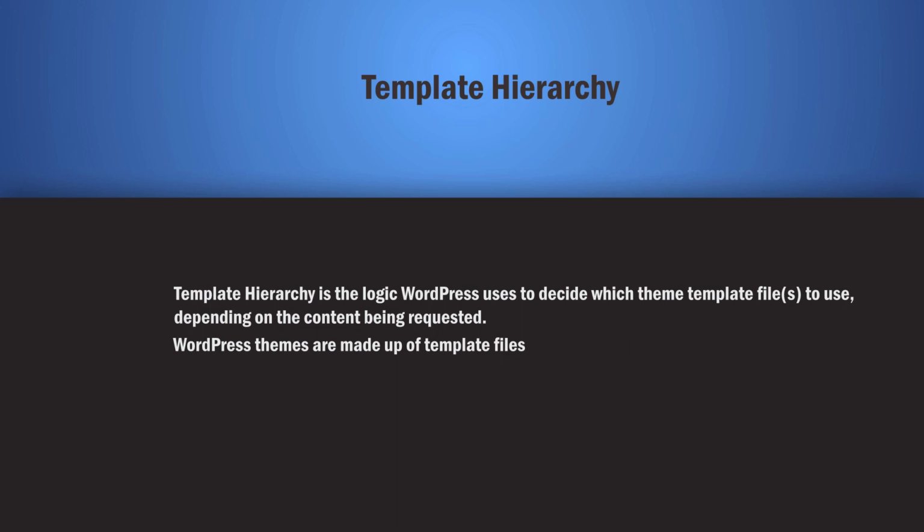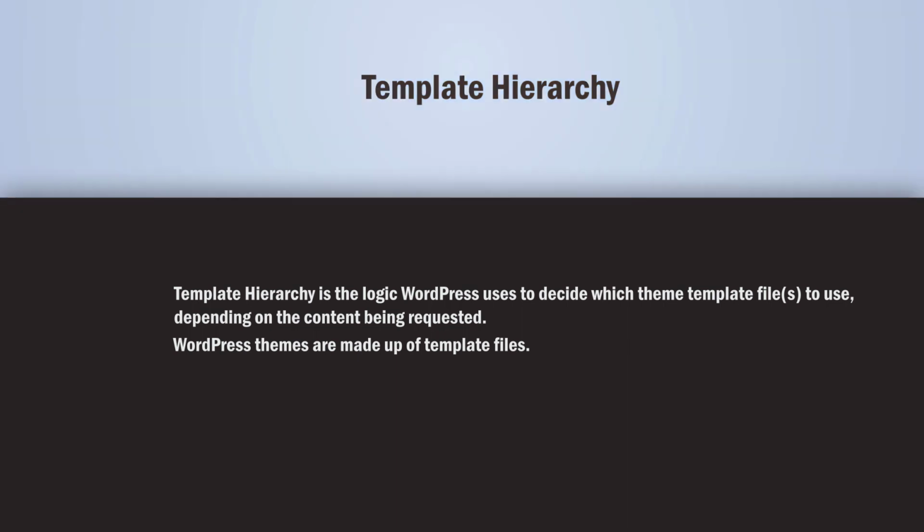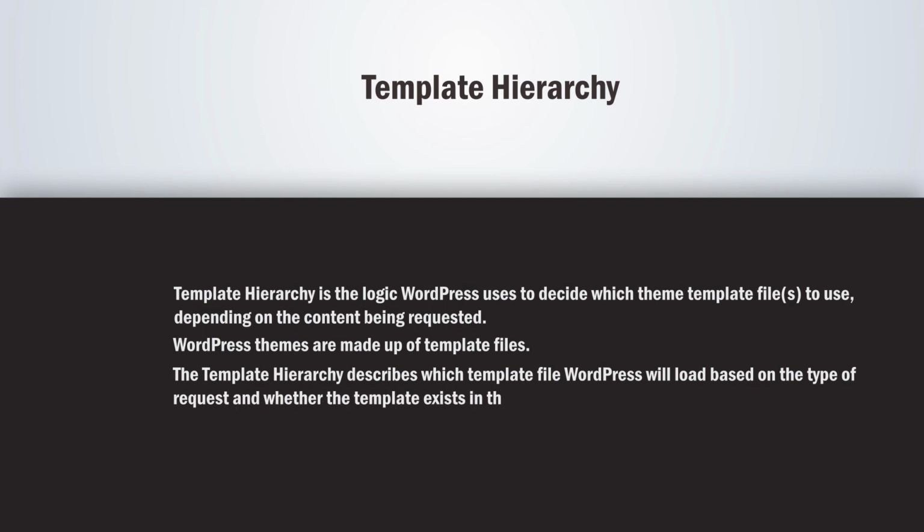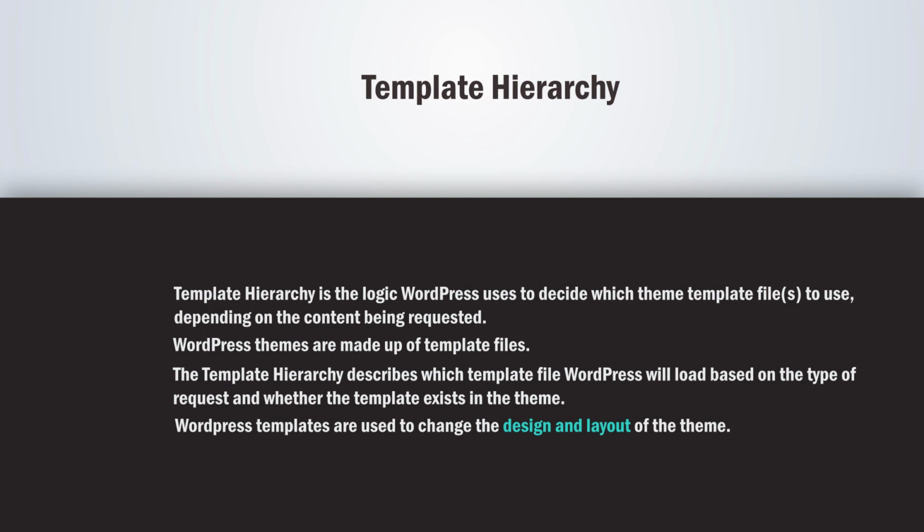When you are building your theme, you will use template files to affect the layout and design of the different parts of your website. For example, you will use the header.php template file to create a header, or the sidebar.php template file to include a sidebar. The template hierarchy describes which template file WordPress will load based on the type of request and whether the template exists in the theme. WordPress templates are used to change the design and layout of the theme. In WordPress, the most used template files are header, footer, and sidebar.